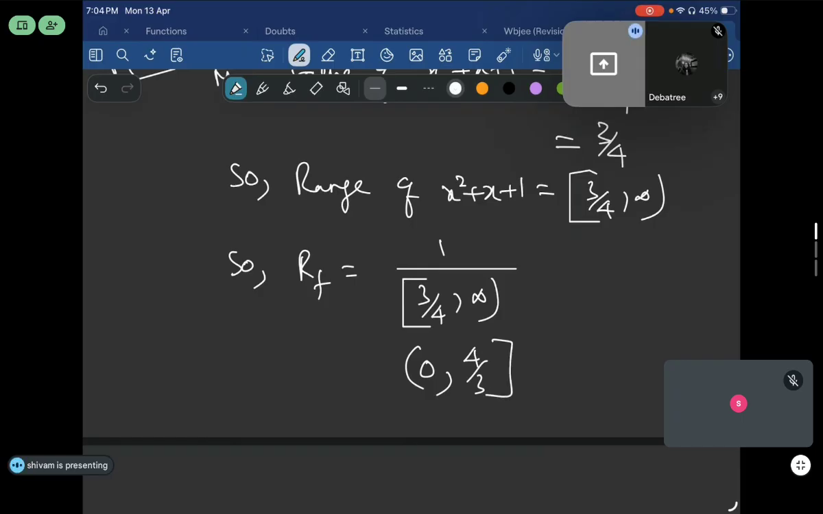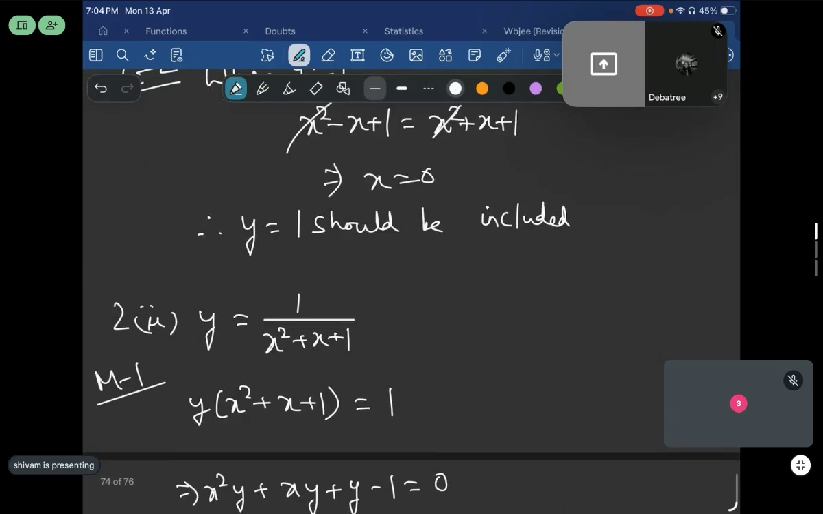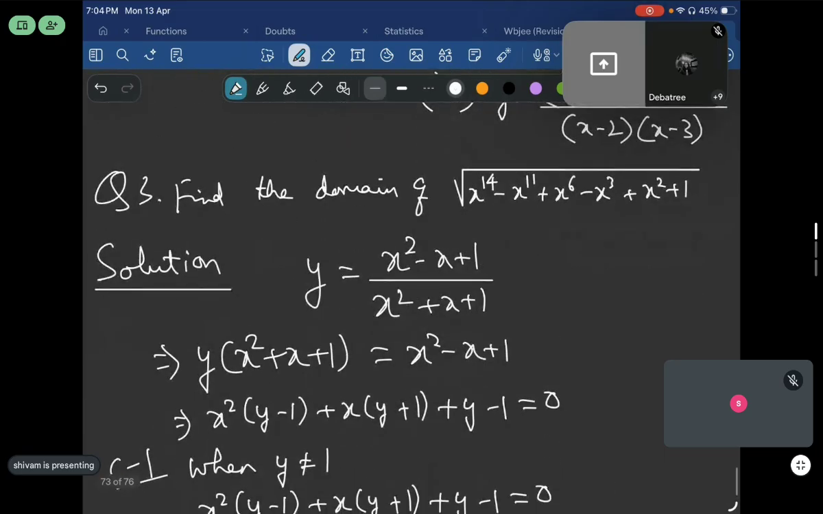Is it clear, everyone? Both the methods are equally correct, whichever method you want to try. Okay. Next. Everyone solve number 3.